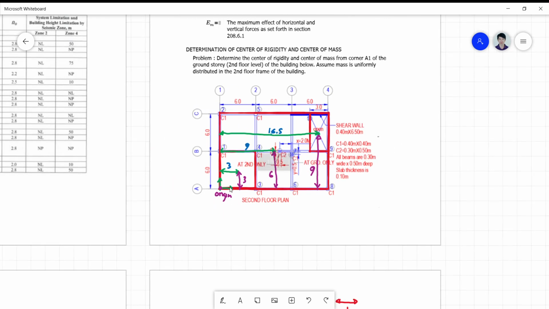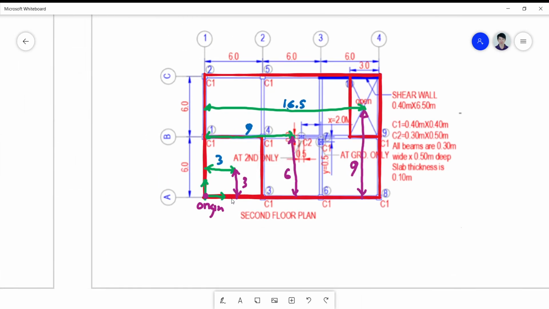Okay, so those are the x's, while the y's for column 1, column 3, column 6, including column 8, have 0, and then column 9 has 6. Column 7 has 6 minus 0.5. Okay, and then column 2 and column 5 have 12, while the shear wall also has 12.